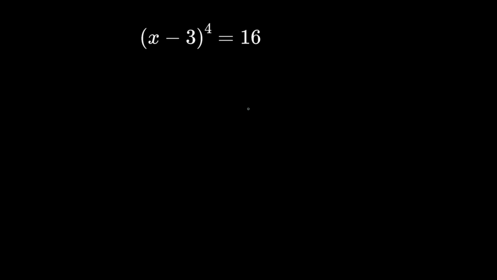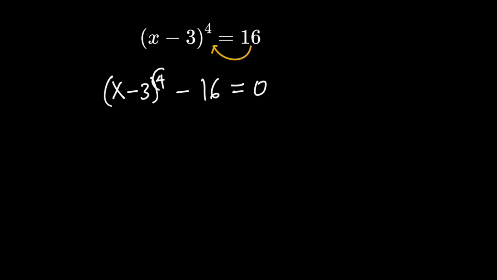Alright guys, so in this video we're going to be solving for every single possible value of x in this exponential equation. To do that, I'm going to transpose this positive 16, so that the equation now becomes (x - 3)^4 - 16 = 0.